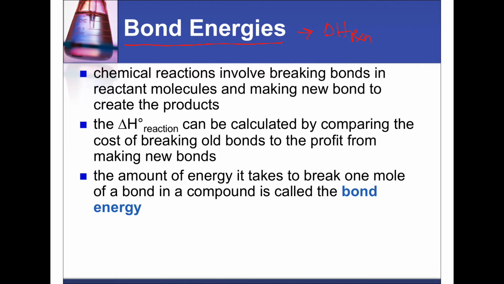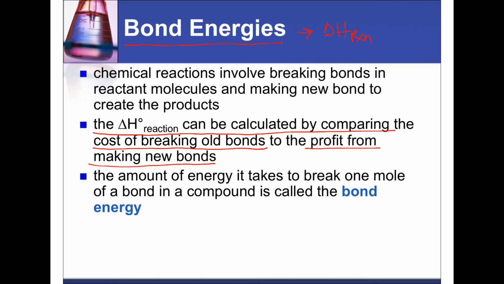So the delta H of a reaction can be calculated by comparing the cost of breaking bonds to the profit from making new bonds. And what we're saying there is it's going to cost some energy to break the reactants apart, but we're going to get back a lot of energy when we make products. And so we're going to look at the cost and the profit from each one of these.